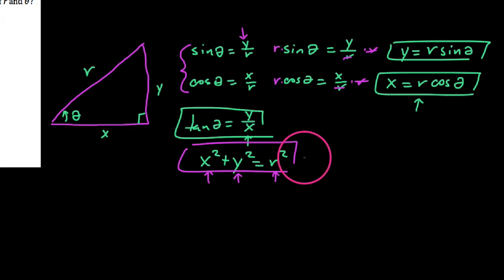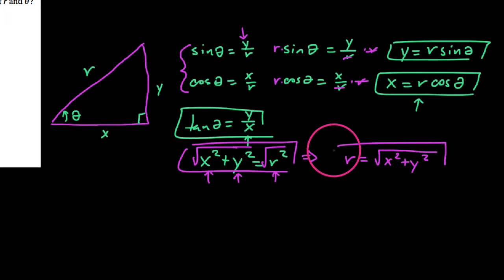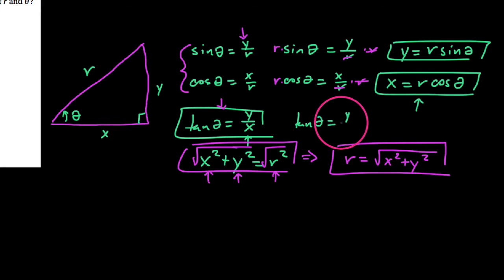So one thing that we are interested in doing a lot of the time is actually searching for r. So if I were to take this equation and take the square root of both sides, we could see that r is equal to the square root of our x value squared plus our y value squared, or the square root of the sum of the squares here. And if we were to solve this equation for theta, we have the equation tangent of theta equals y over x.